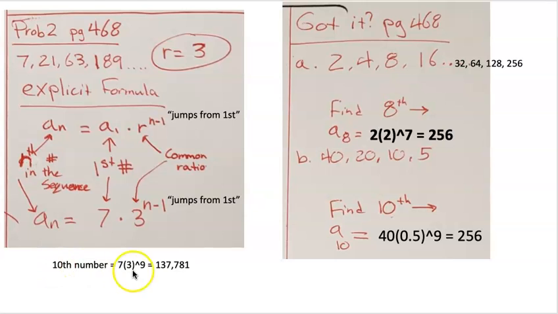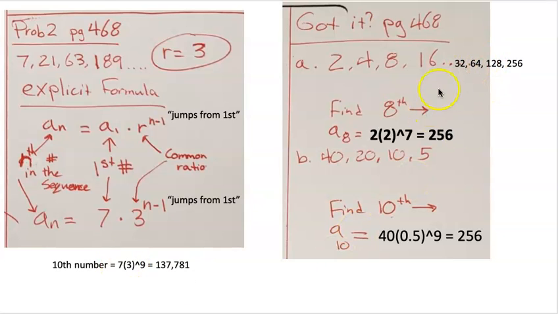Okay, so there you go. I found the 10th number for this sequence. They gave me the first 4. You could just keep tripling, times 3, times 3, times 3, or you can use the formula and it's kind of a shortcut. So first number, ratio, how many jumps you are from the first number.